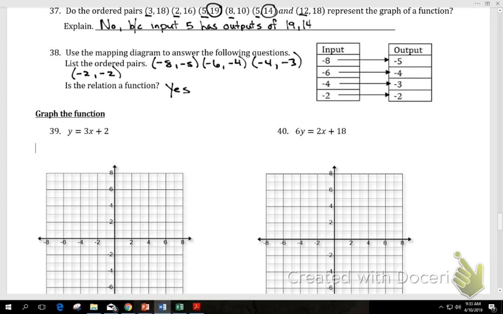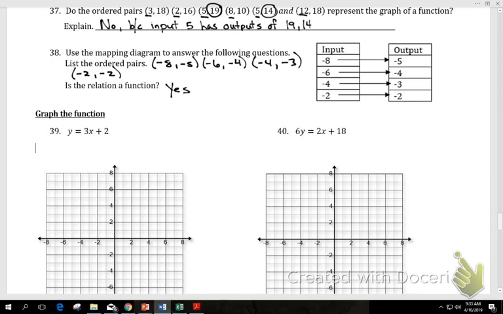So 39 and 40 should look pretty familiar, don't they? If you've already done them, I'm going to come check. It looks just like a linear equation. It pretty much is, but all I'm saying now is that it's a function, that each input has one output. You still graph it the exact same way. So let's work on 39 and 40. One is set up to graph. The other one is not ready to graph. We have to work on the equation a little bit.